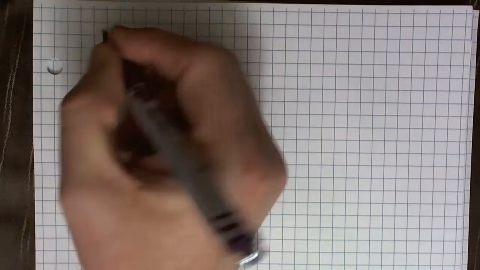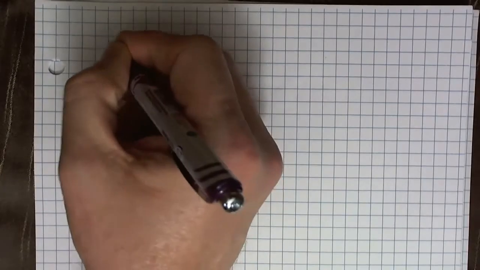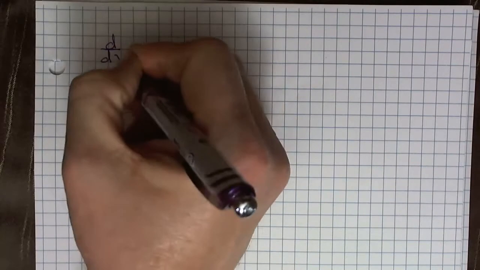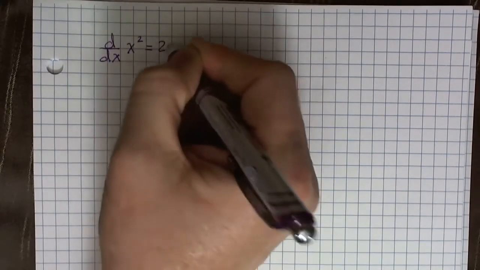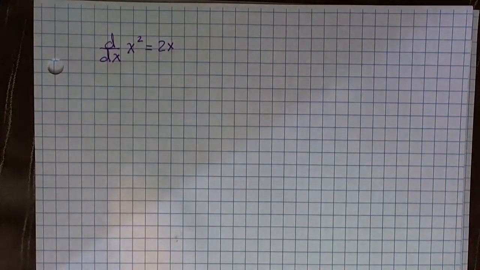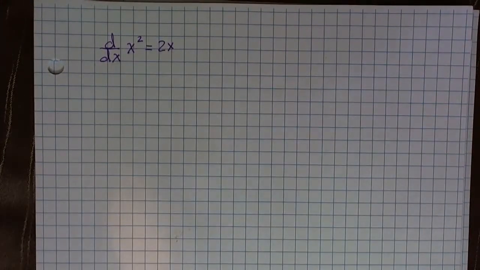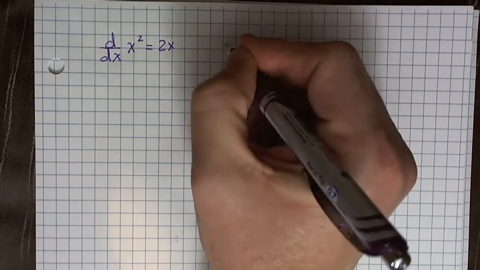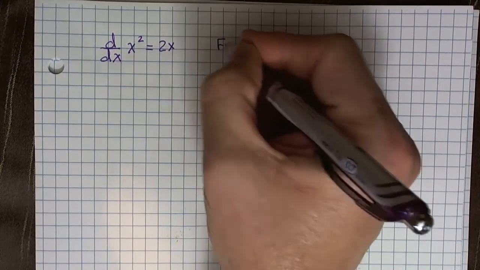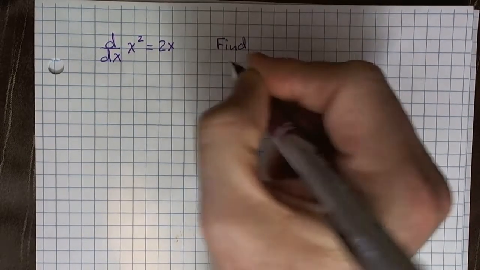Something that we've become pretty good at is finding derivatives. So for example, we know how to find the derivative of x squared. We know that that's just 2x. So we've spent a lot of time building our skills in that regard. But let's suppose that we're given 2x and we want to find what did you differentiate to get 2x.